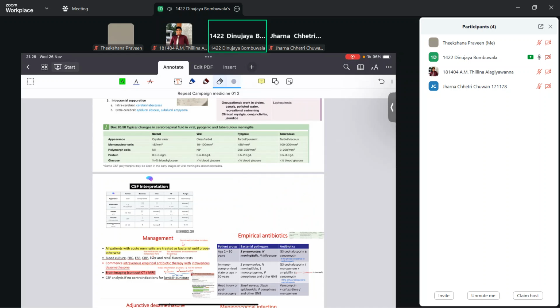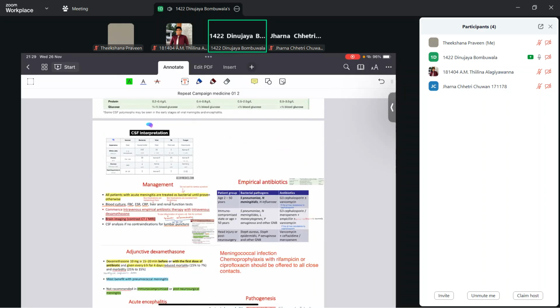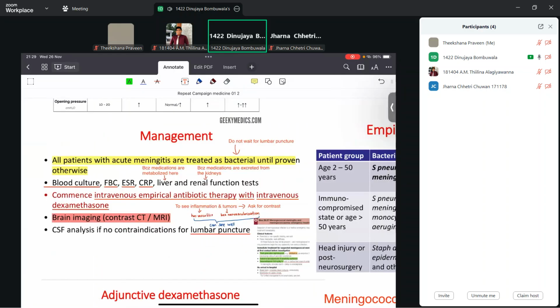So, management. I forgot to mention that there are commonly bacterial and viral meningitis causes. Viral meningitis does not have significant long-term sequelae or complications. Usually they resolve on their own as well. But we can't be sure that this is a viral meningitis. So every patient suspected of meningitis, we should treat as bacterial meningitis.